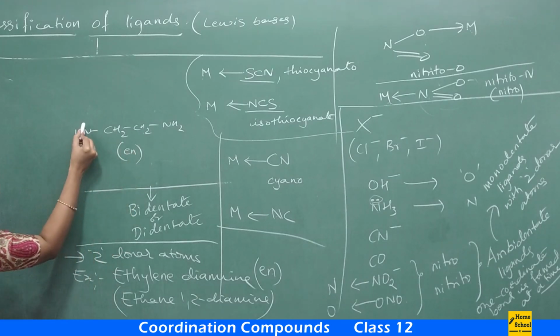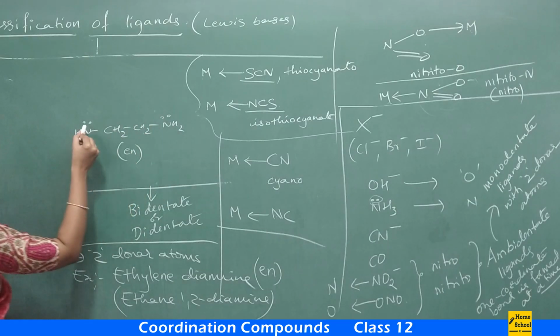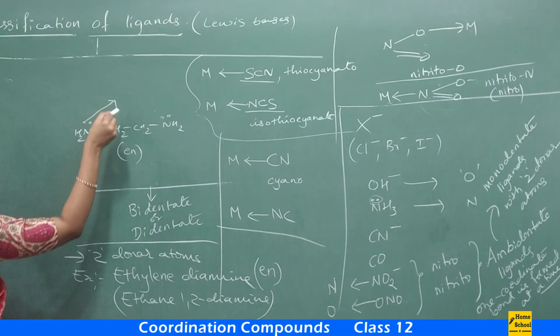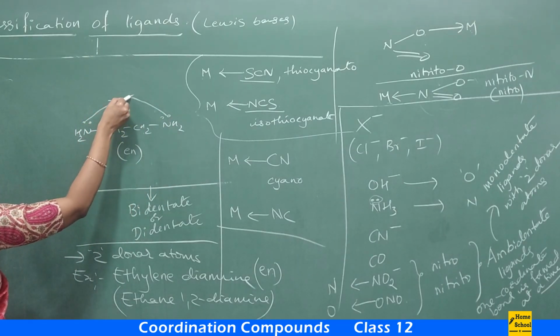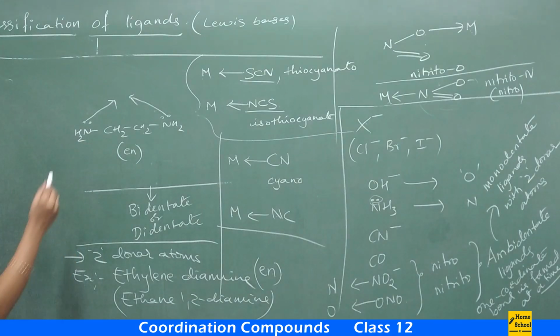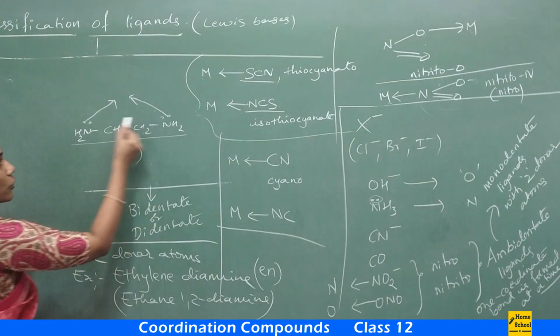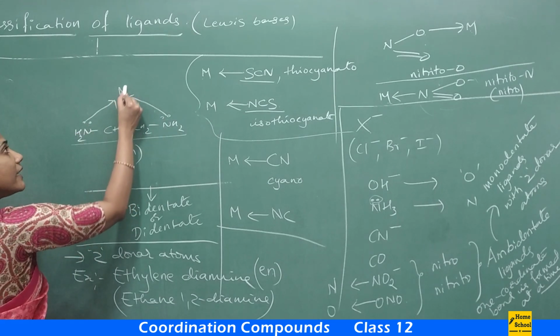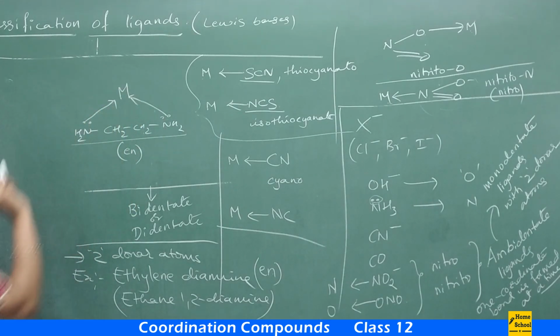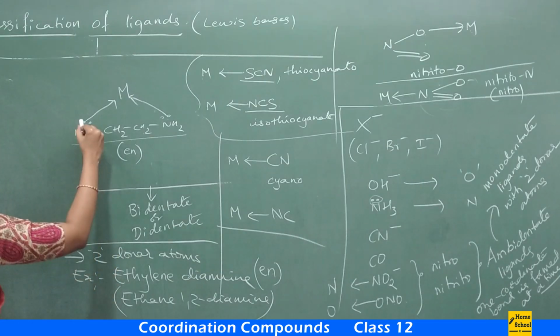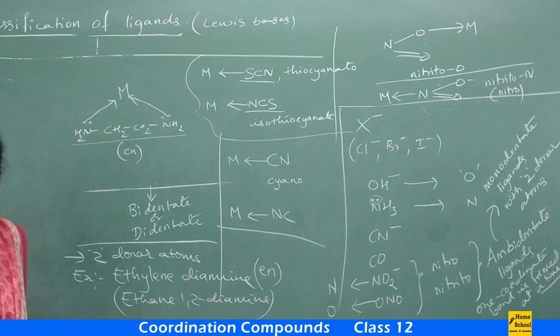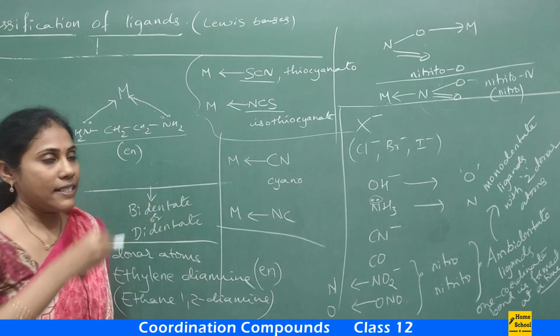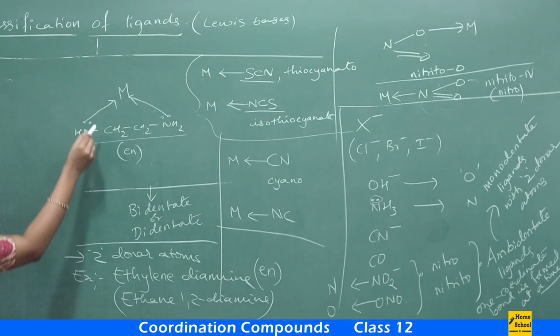Here there are 2 nitrogens, both of them have got a lone pair of electrons. So this nitrogen can be a donor atom and this nitrogen also can be a donor atom. From each ligand, this whole thing is 1 ligand, 2 coordinate bonds can be formed with the central atom. Dative bonds are always represented with an arrow mark, from donor to acceptor. Such ligands are called bidentate ligands.